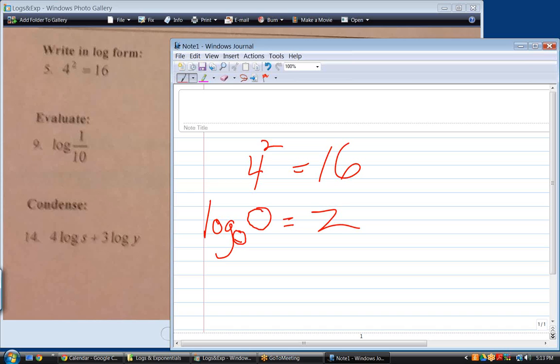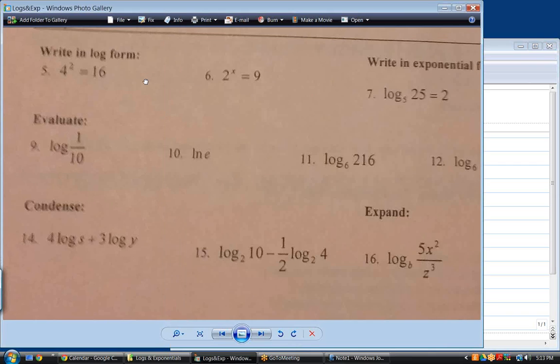Would 4 be the base? Yeah, so that goes in the little circle. What goes in the big circle? 16. So that's how you make that conversion. Always remember, logs are exponents.